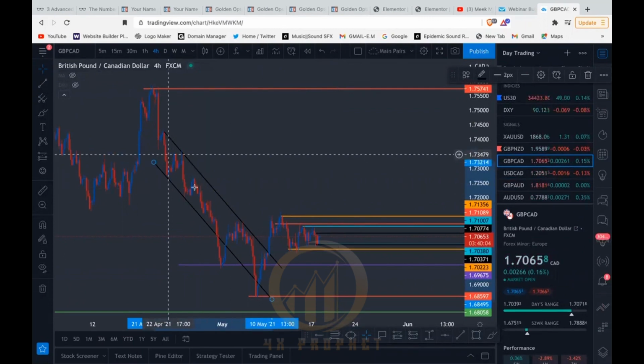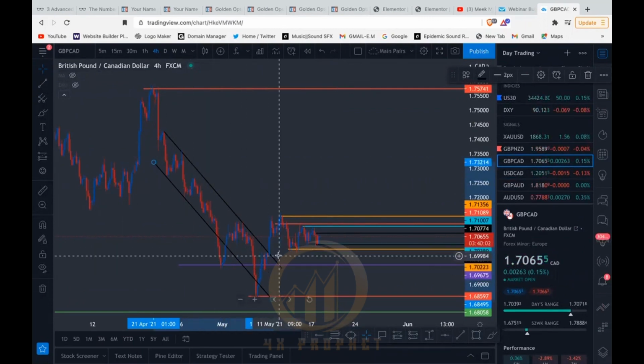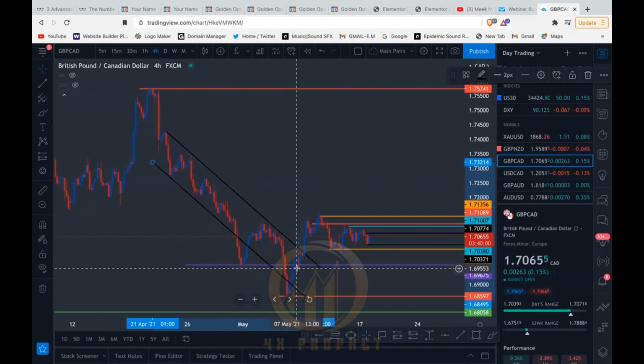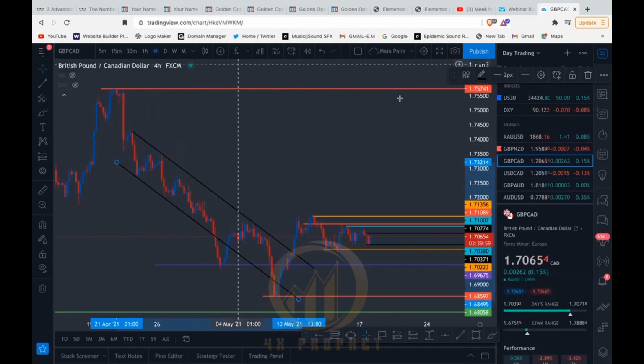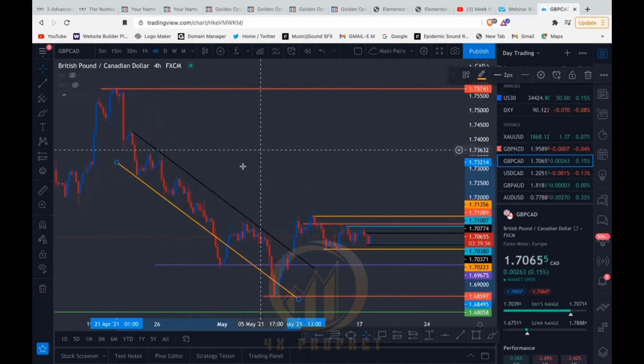So right here, you see we trapped price, it broke out, came back in. And now what we have right here, because you're drawing this, I'm going to make this orange just so I can remember it's my 4-hour.